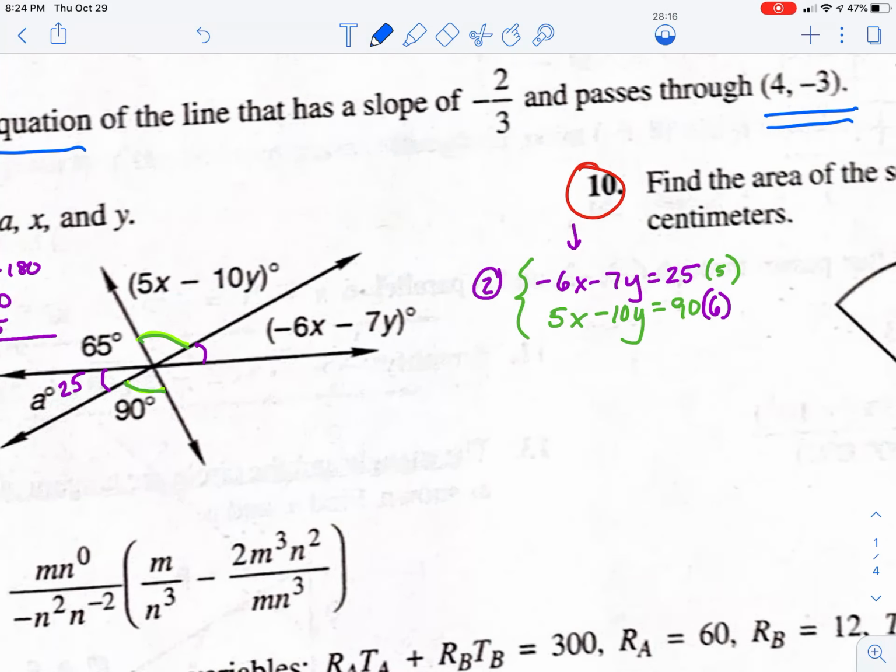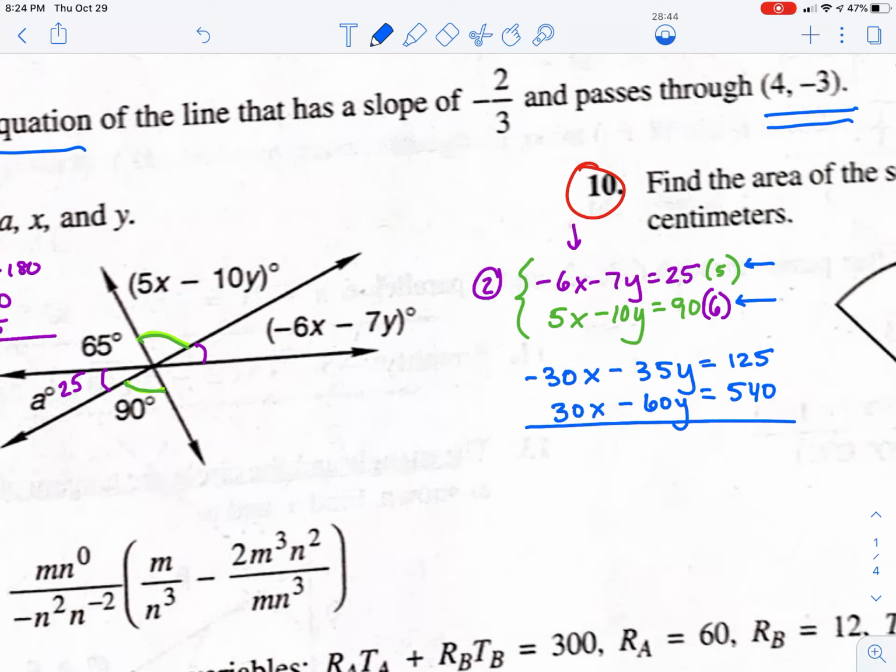So I'm going to use blue now just to rewrite the whole thing. Okay. So if I multiply all my terms up in this one by 5, I'm going to have a negative 30x minus 35y equals 125. And then the second one here, I'll do this one now, I'm going to have 30x minus 60y equals 540. Now let me just double check, make sure I have that right.